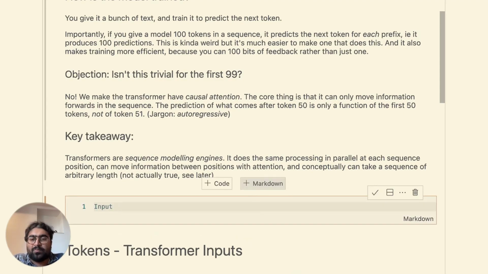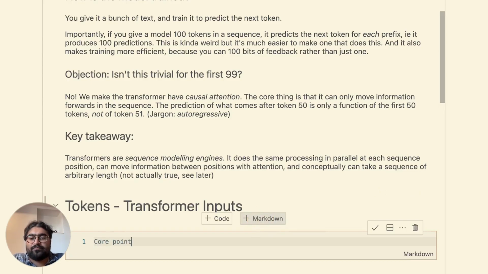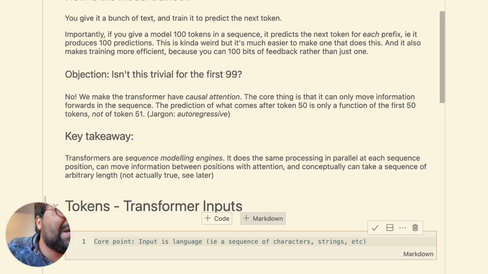Fundamentally, the core point of the input of a transformer is language, i.e. a sequence of characters, strings, etc. For models like GPT-3, you can give it inputs of something like up to 1,000 to 2,000 words. They can take in pretty long things. That's something like 3 to 6 pages of A4 writing. That's a lot.